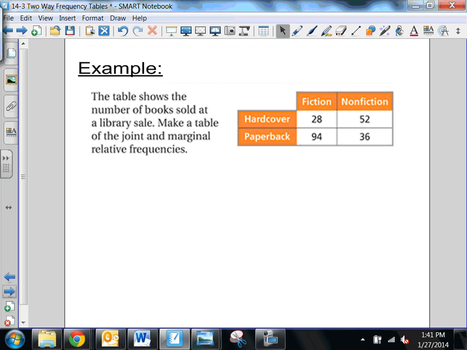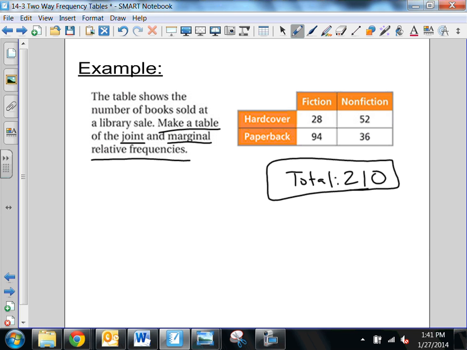And what we're going to do out of this is make a table showing the joint and marginal relative frequencies, okay? So the first thing I'm going to do is total up and figure out how many total people are in the example. I get that there's 210 total books in this example. And so I'm going to take each one and do 28 divided by 210 and do each one divided by 210.